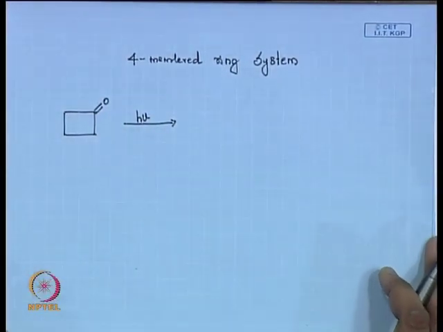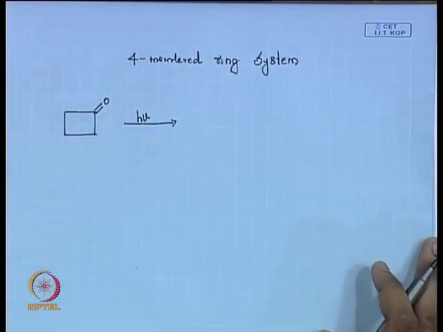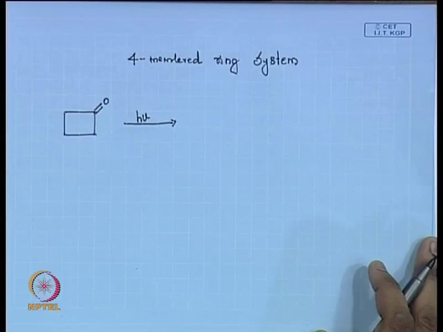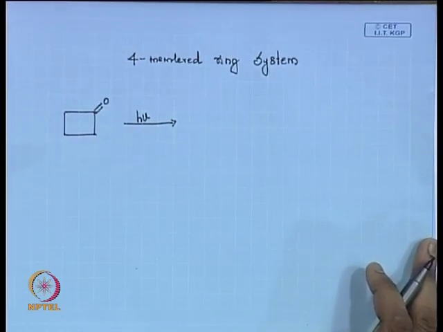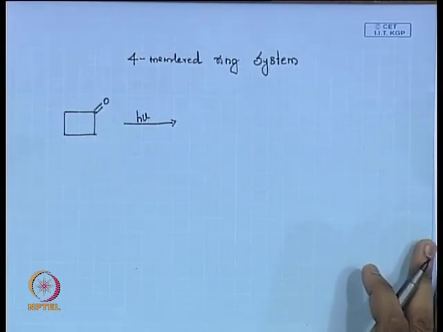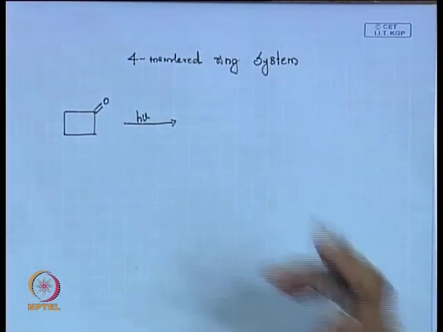This on photolysis is not like a cyclohexanone or cyclopentanone system. Most of the photochemistry of cyclobutanone is predominated from the singlet state. Okay. It never undergoes any intersystem crossing to the triplet. In most cases you will see that the photochemistry is happening from the singlet, the singlet n pi star actually.